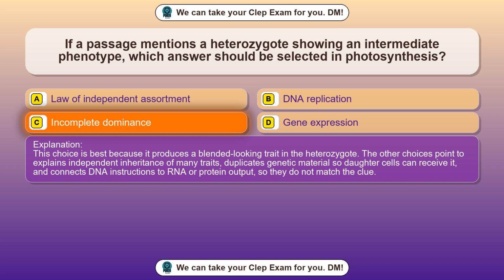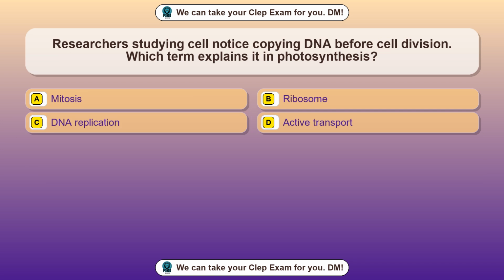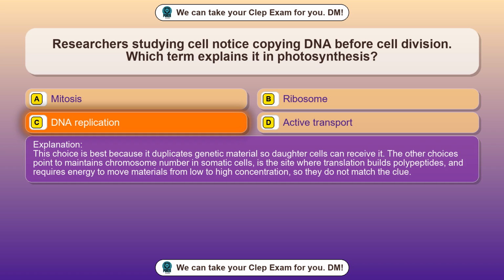The other choices point to explains independent inheritance of many traits, duplicates genetic material so daughter cells can receive it, and connects DNA instructions to RNA or protein output, so they do not match the clue. Question 3. Researchers studying cell notice copying DNA before cell division. Which term explains it in photosynthesis? Option A, mitosis. Option B, ribosome. Option C, DNA replication. Option D, active transport. The correct answer is option C, DNA replication. This choice is best because it duplicates genetic material so daughter cells can receive it.